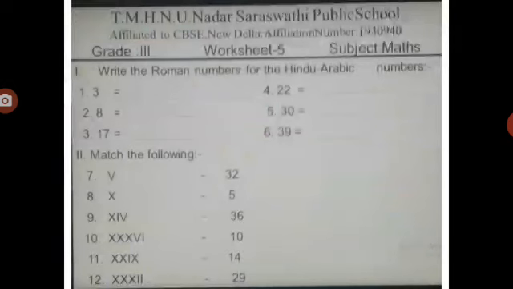Okay. Next, I gave one worksheet, worksheet number 5. First, write the Roman numbers for the Hindu-Arabic numbers: 3, 8, 17, 42, 30 and 39. Then second, match the following: match the Roman numbers to the Hindu-Arabic numbers. Have you cleared? You must do the worksheet and write all the sums in your CW notebook. Don't forget. You must write and do that worksheet also.